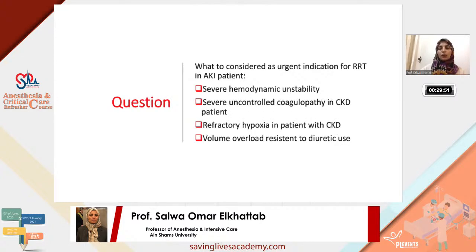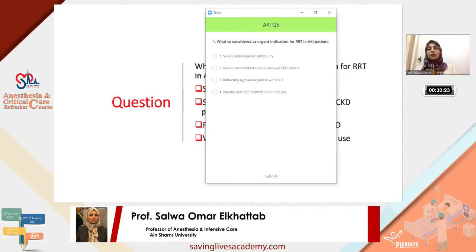Another question: what do you think about the indication of urgent renal replacement therapy in acute kidney injury? Is it severe hemodynamic instability, or the patient having uncontrolled coagulopathy and chronic kidney disease, refractory hypoxia in a patient with chronic kidney disease, or being volume overloaded with resistance to diuretic effect? What will push us to go emergently to renal replacement therapy?